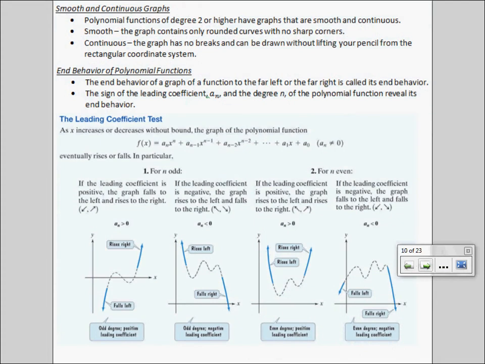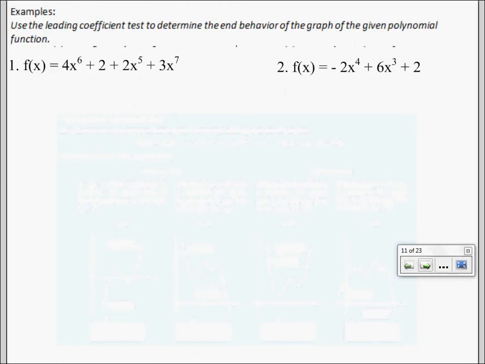Okay, looking at smoothly continuous graphs and the behavior of polynomial functions. Working with polynomial functions, you'll want to notice that the end behavior of a graph of a function to the far left or far right is called its end behavior. The sign of the leading coefficient a sub n, and the degree n of the polynomial function reveal its end behavior. So here are the notes on the leading coefficient test.